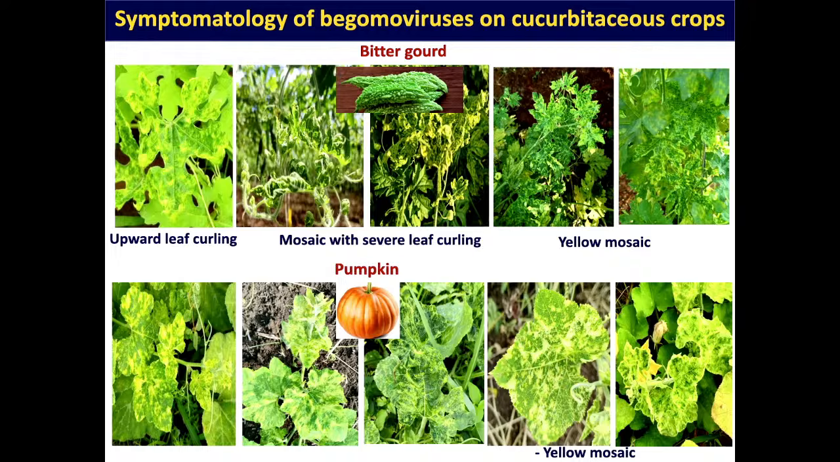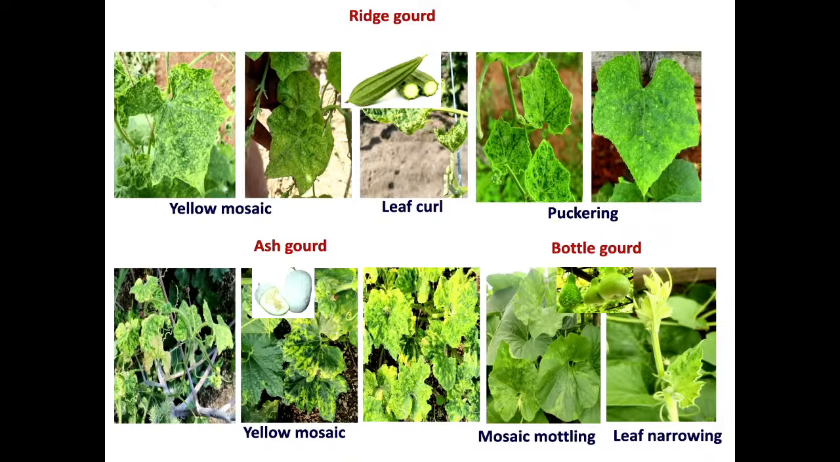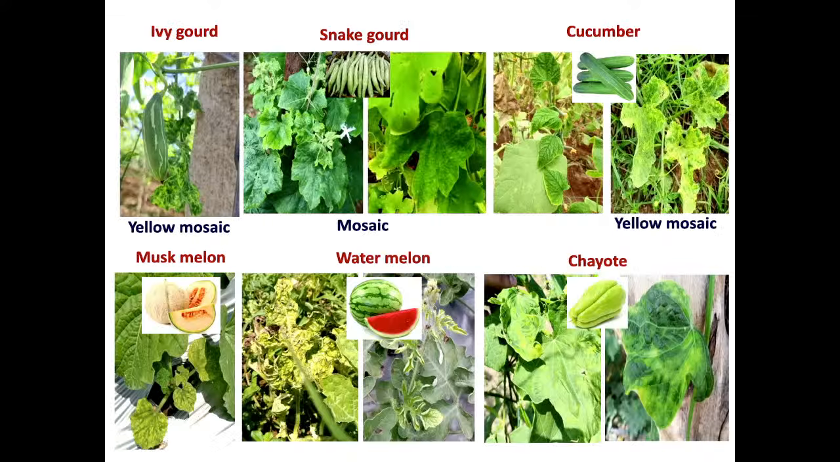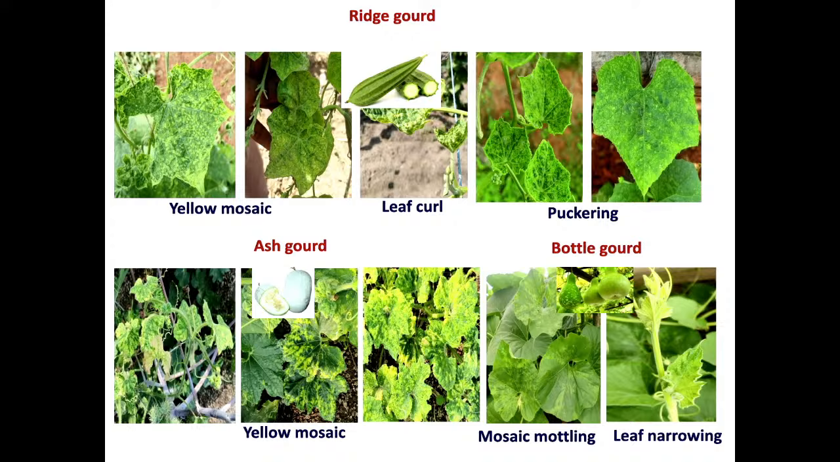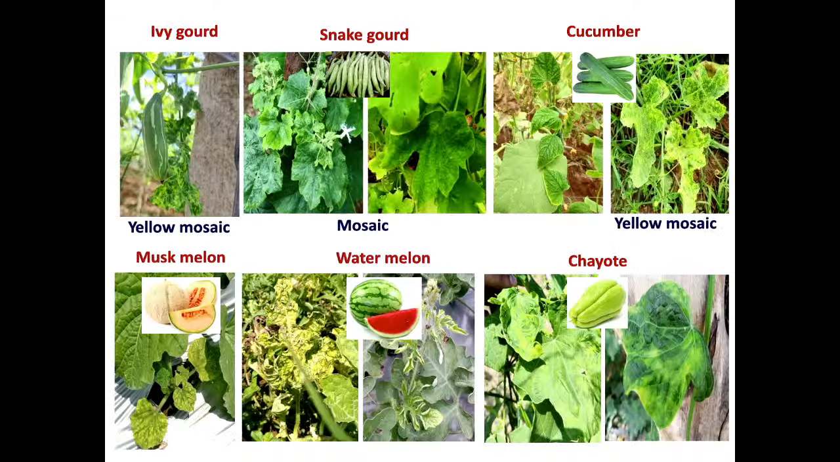Bitter gourd produces different symptoms: leaf curl, yellow mosaic, ordinary mosaic or mosaic mottling. Similarly on pumpkin you can see chlorotic spots or chlorosis as well as mosaic mottling looking like yellow mosaic. On ridge gourd you can also see yellow mosaic, leaf curl, and puckering sometimes. On ash gourd, we get mosaic and yellow mosaic. On bottle gourd you also get mosaic, a typical mosaic mottling, and filiformity of the leaves, or sometimes the leaves become narrow.